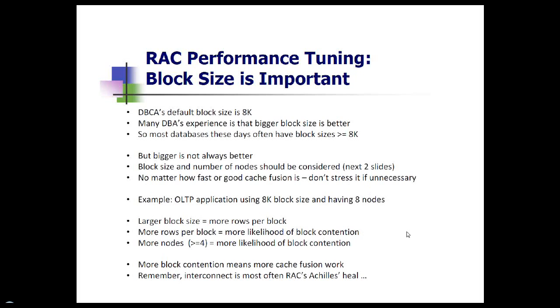So we don't want to force the interconnect to rise to the surface. We want to make sure we do things to keep the interconnect on an even par with other items. Now, let's say that we had an OLTP application using an 8K block size and having 8 nodes. That larger block size would mean more rows per block. More rows per block would mean more likelihood of block contention. I'll show you what that means in a moment. And more nodes, especially when you're bigger than a 4-node cluster, also improves that likelihood of block contention.